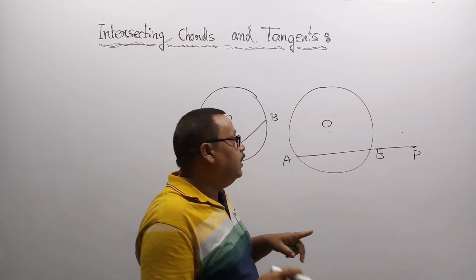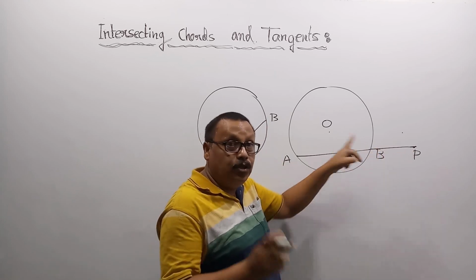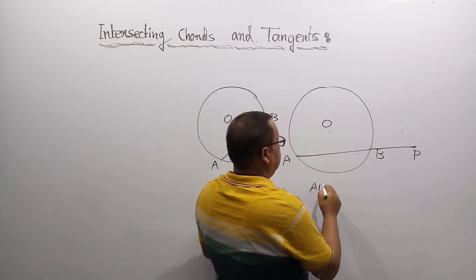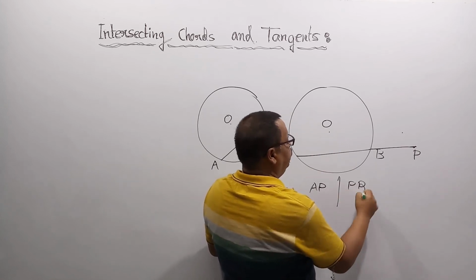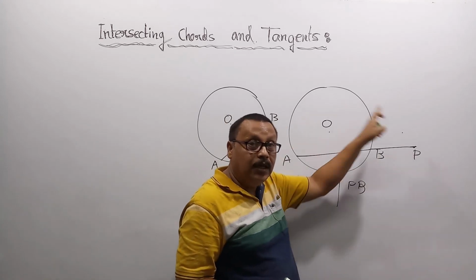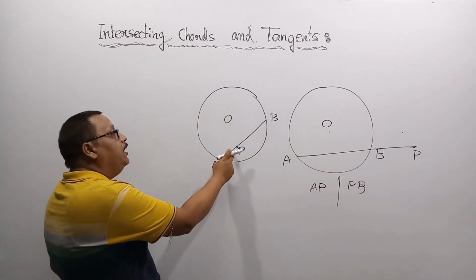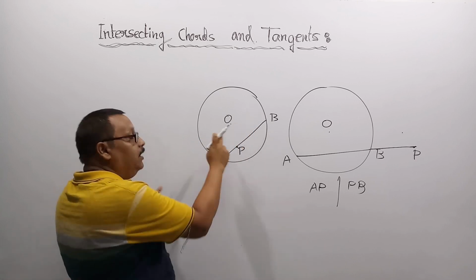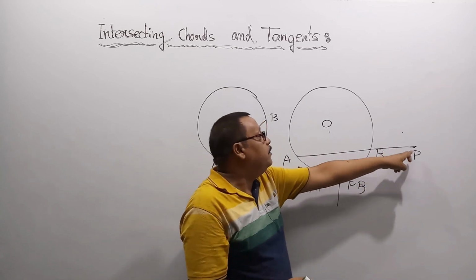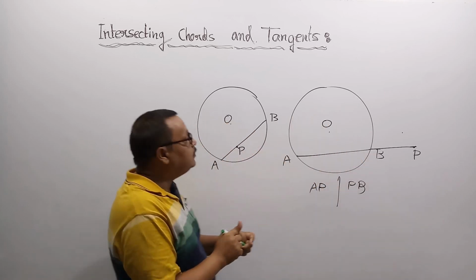Then you will tell the point P is dividing the chord AB into two parts. What are those parts? AP and PB. One is AP and another is PB. Of course it is externally, because the point P is lying outside the circle. Clear? Here the point P is inside the circle, so it is dividing the line AB, that is the chord, internally. And here the point P is lying outside the circle, so P is dividing the chord AB externally. Clear?